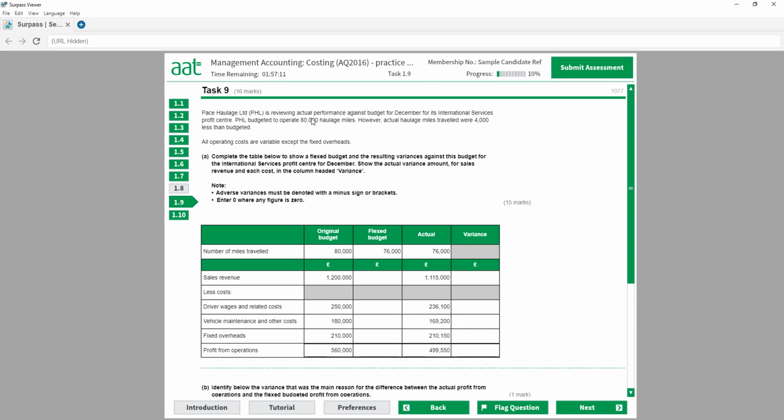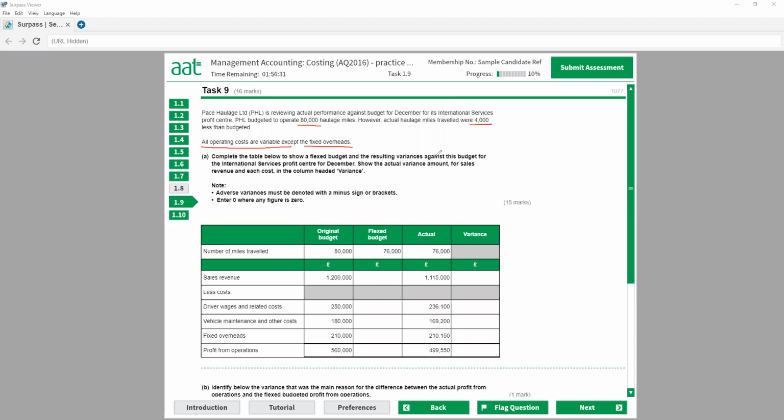PHL is reviewing an actual performance against the budget for December for the International Services Profit Center. PHL budgeted to operate 8,000 miles. However, actual miles traveled were 4,000 less than the budgeted. So basically, the question says the plan was for 8,000 miles, sorry, 80,000 miles, but actually it is 4,000 less. That means it is 76,000, isn't it? All operating costs are variable except the fixed cost. So all the operating costs are variable, just only the fixed cost is fixed.